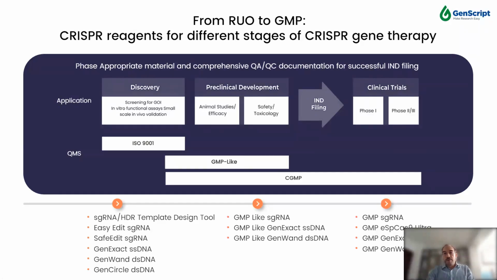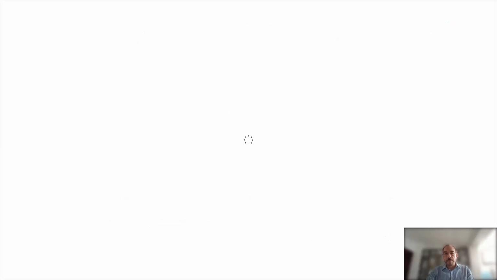We can deliver all these services and products from research grade to GMP grade, starting from discovery and preclinical research. On the discovery side, we have our sgRNA and HDR templates at research grade. We have the Easy Edit sgRNA, Safe Edit sgRNA, GeneExact sgRNA, GeneExact single-stranded HDR template, GENE-1 double-stranded DNA template, and GenCircle double-stranded template.